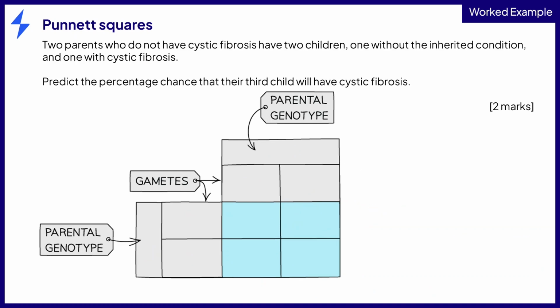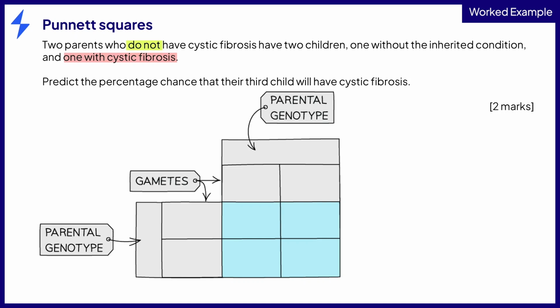Here is another example of a genetic cross using the example of the inherited disease cystic fibrosis. This is slightly more challenging because you're not given the exact genotypes of the parents, but are expected to infer this from the information in the question. If the two non-cystic fibrosis parents are capable of having a child with a different genotype, then that means that the non-cystic fibrosis allele must be dominant. If it were recessive, then none of the children would have cystic fibrosis.